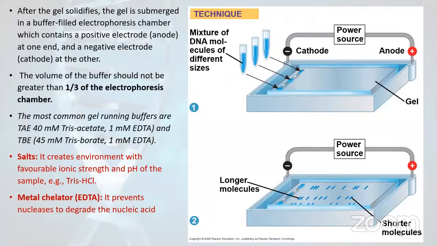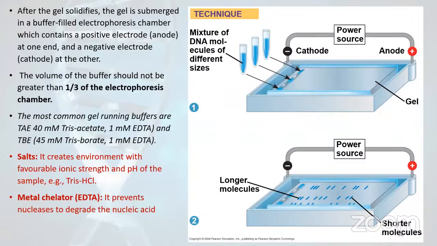After the gel is placed in the electrophoresis chamber, we will pour the TBE buffer or TAE buffer on top of the gel so that it covers the gel. The buffer should be at least about 2 or 3 centimeters above the gel we have placed. All right. And it should not be greater than 1/3 of the electrophoresis chamber. So the amount of buffer placed should be precise. It shouldn't be too much or too little. After that, we can provide the current and make the gel electrophoresis start, right?